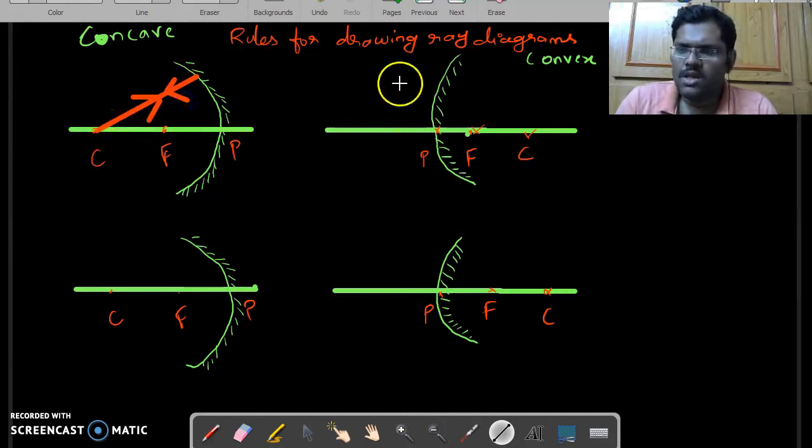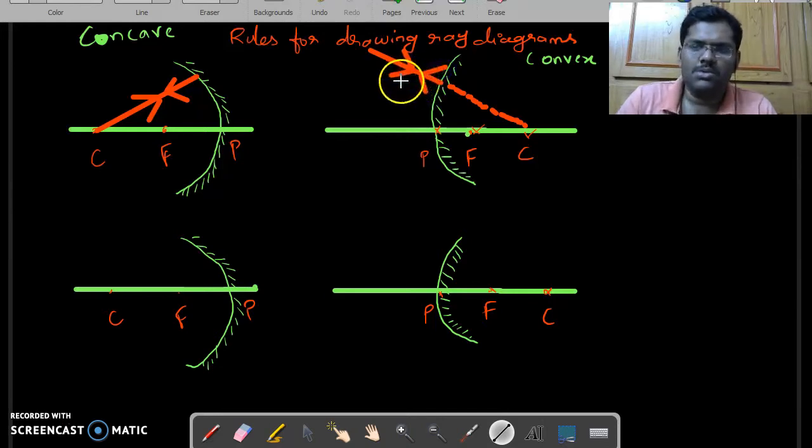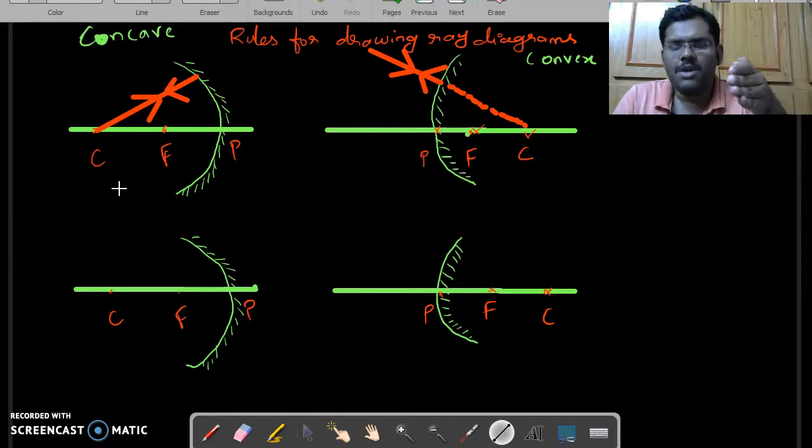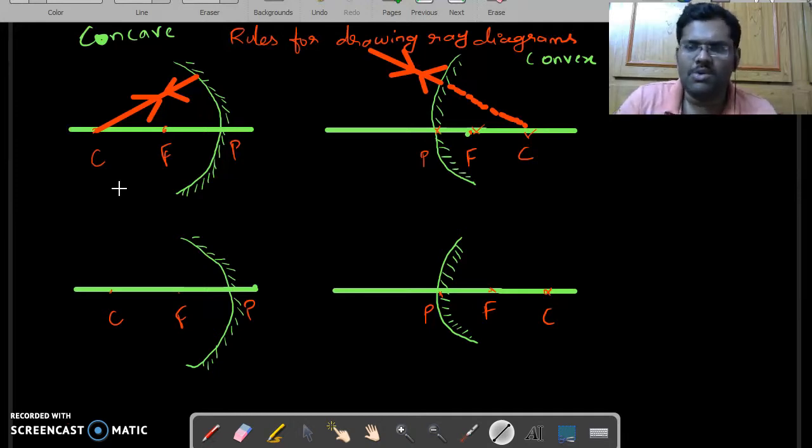And at the same time for convex mirror, it is appearing to be coming from the center of curvature. Any ray which is passing through the center of curvature gets reflected back and passes through the same medium. This is nothing but a normal. Any line which is drawn through the center of curvature acts as a normal. So when a light ray is passing through a normal, it gets reflected back and passes back to the same medium. At that time the angle of incidence and the angle of reflection both will be taken as 0.